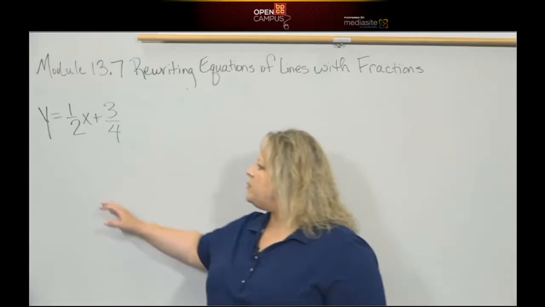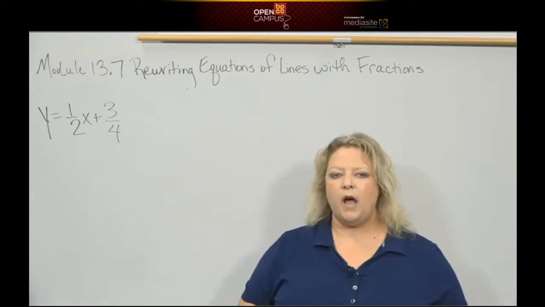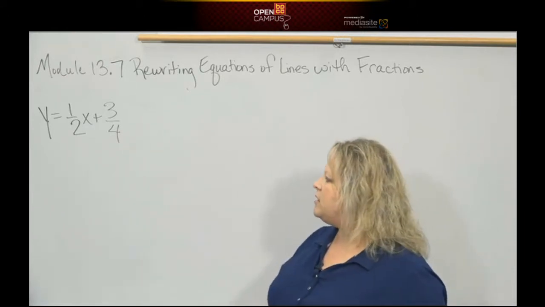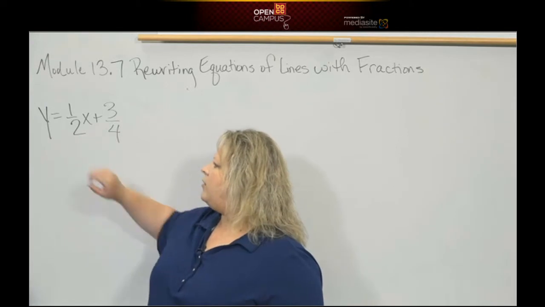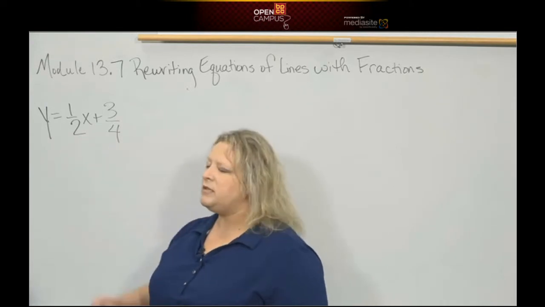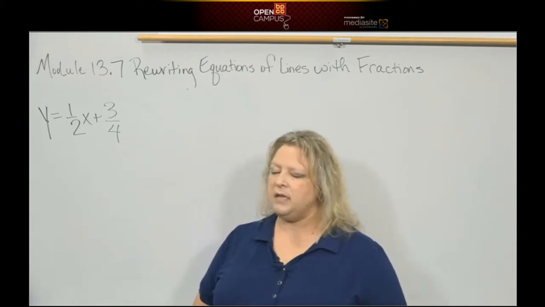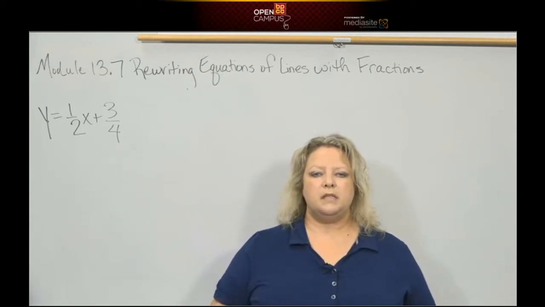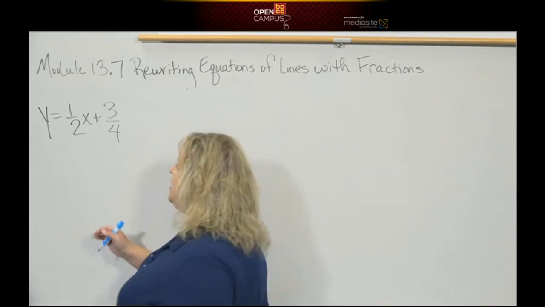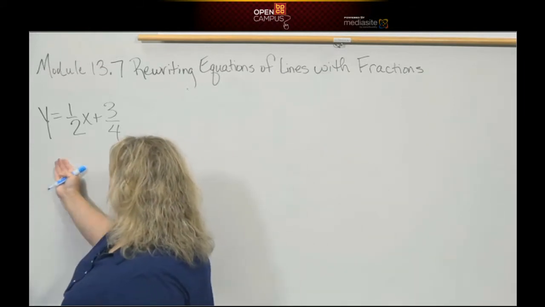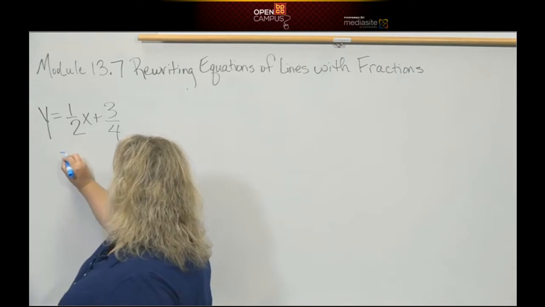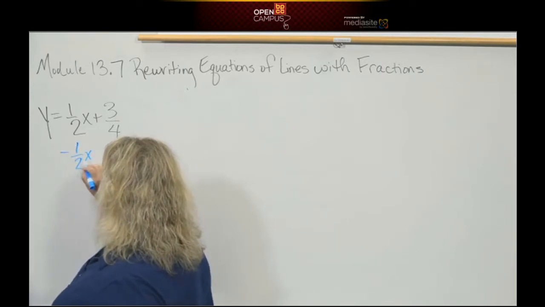Okay, last one for this part. I've started with y equals 1/2 x plus 3/4. Now this one has a fraction not only in the slope part, but also in the y-intercept part. So when I rewrite this equation in standard form, again, the first thing that we want to do is move the 1/2 x to the other side. Let's subtract and get that over there.